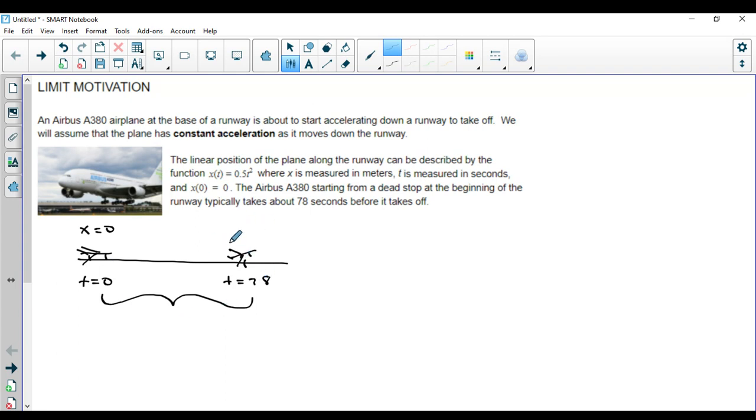Now, what's this position here? I don't currently know this position, but I certainly can figure it out. And we're going to need to do that in a second. So the first question that we want to ask is, what's the average speed of the plane during this interval? Over this interval, what is the actual average speed of the plane?